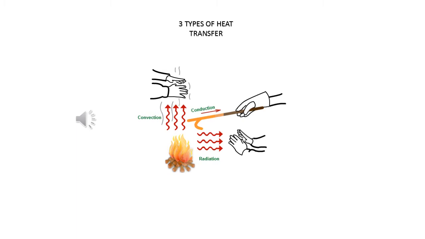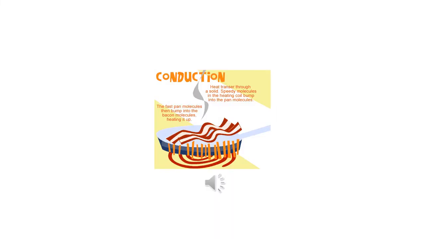Heat transfer occurs three ways: either convection, by conduction, or by radiation. Conduction is the flow of heat through a solid or between two objects touching.